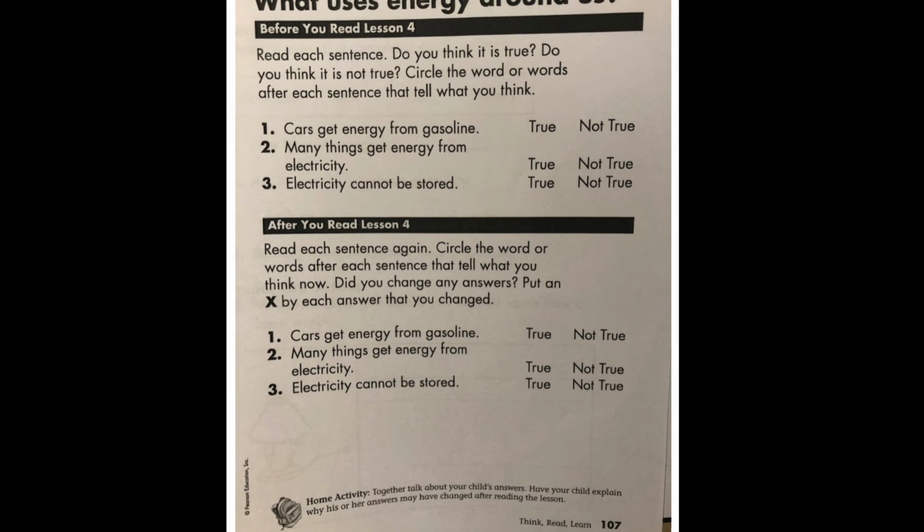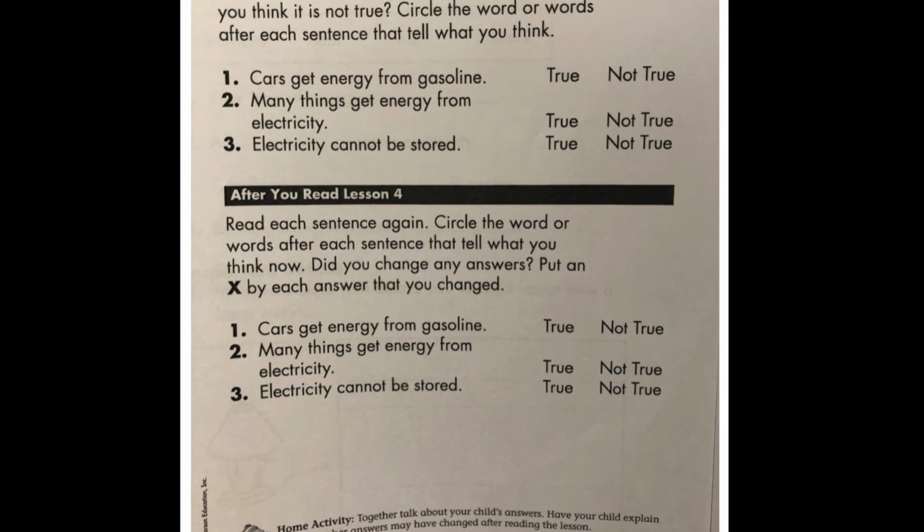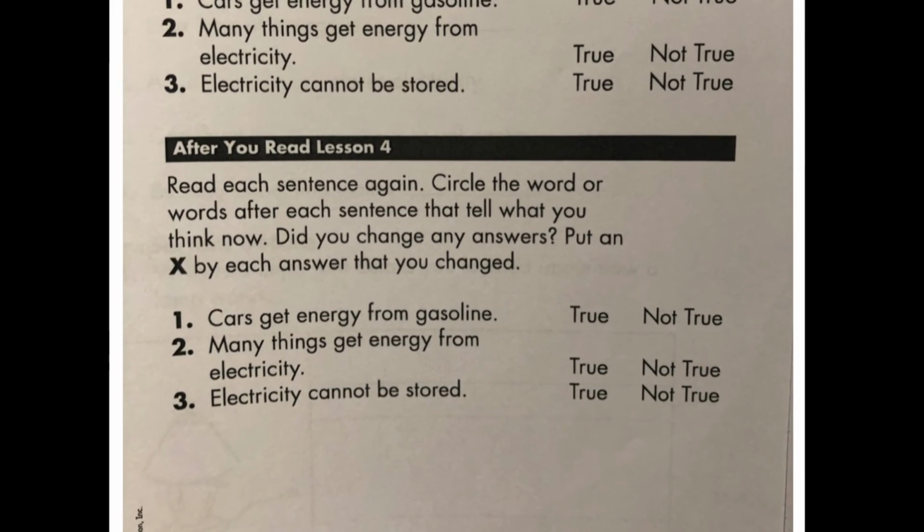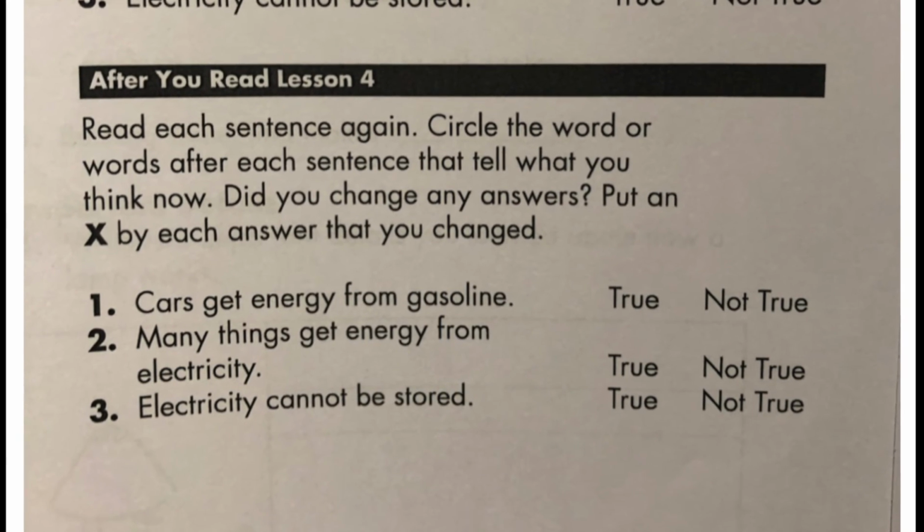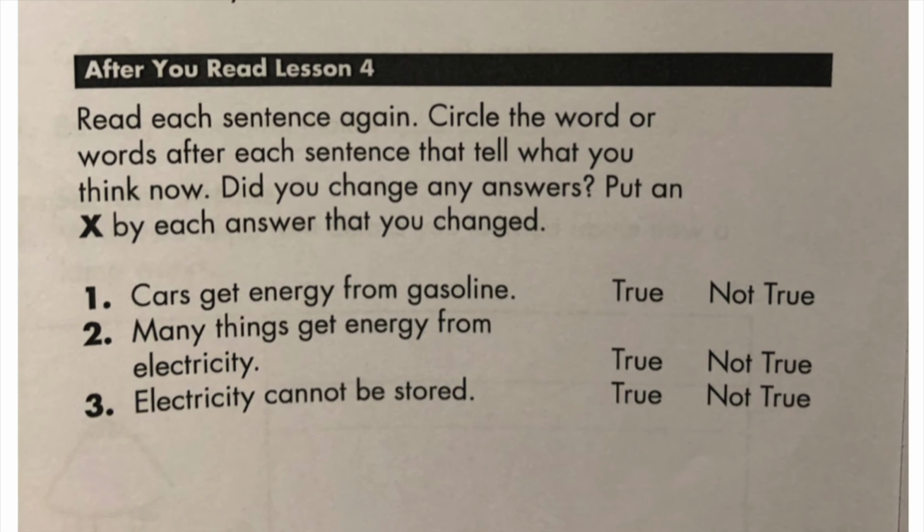So we are going back into your science duotangs and we are going to answer the bottom 3 questions. It's the same as the top 3, but we're going to do it all over again. So it says after you read lesson 4. So question number 1 says cars get energy from gasoline. True or not true? Question 2 says many things get energy from electricity. Is that true or not true? And your last question says electricity cannot be stored. Is that true or not true?